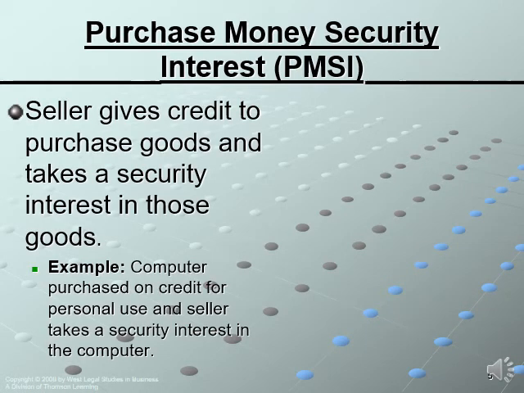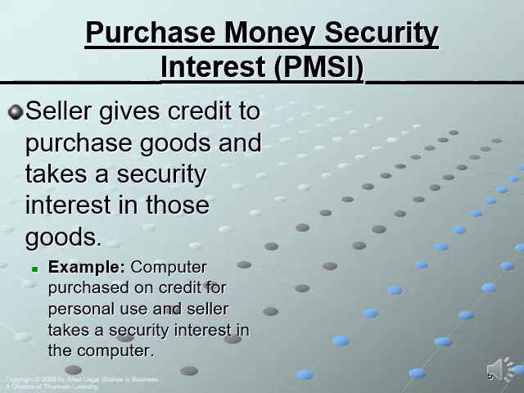There's also what's called a purchase money security interest. What that means is the seller is actually taking a secured interest in what is being purchased. So the seller is either giving a loan or is allowing something to be purchased on credit, and then what is being purchased is also the collateral. An example would be a computer purchased on credit for personal use. That's a consumer good, and the seller takes the security interest in what's purchased, the computer.